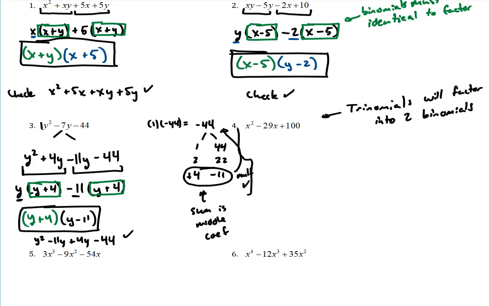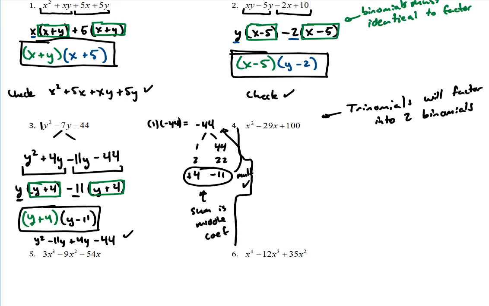Let me go ahead and block that off a little bit since it ran into my number 4. Okay, and notice again, this was a trinomial, and our answer is 2 binomials. So once it factors, it's 2 binomials. Okay, so let's take a look at this one. In this scenario, I have x squared minus 29x plus 100.